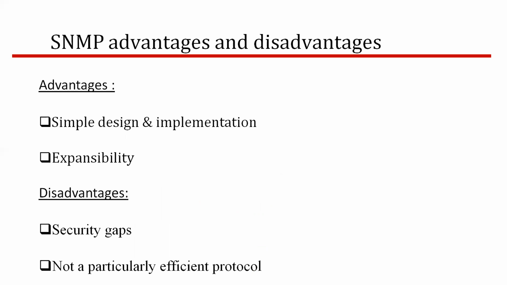Coming to the advantages: it has simple design and implementation. That is, the user can easily program the variables that they want to monitor. Next is expansibility. Here, the protocol can be updated to meet future needs. The disadvantages of SNMP are, first, a security gap. Here, there is access to the information carried along the network. SNMP version 2 has fixed some security issues.